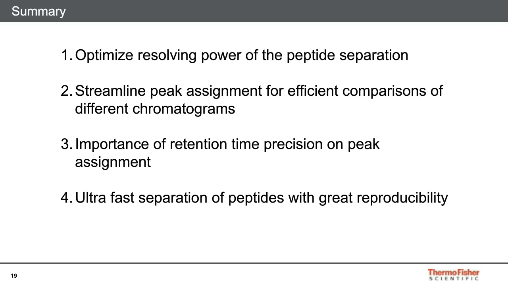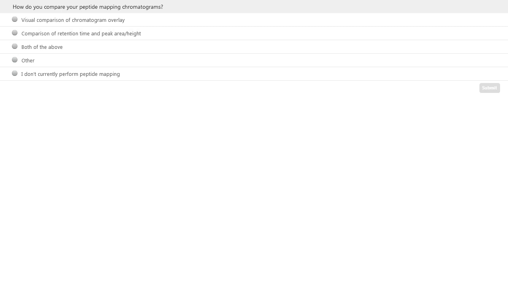So our next poll question asks you, how do you compare your peptide mapping chromatograms? Through visual comparison of a chromatogram overlay, through comparison of retention time and peak area and/or height, using both of the above, or through another medium? So we'll just allow a few more seconds for people to respond.